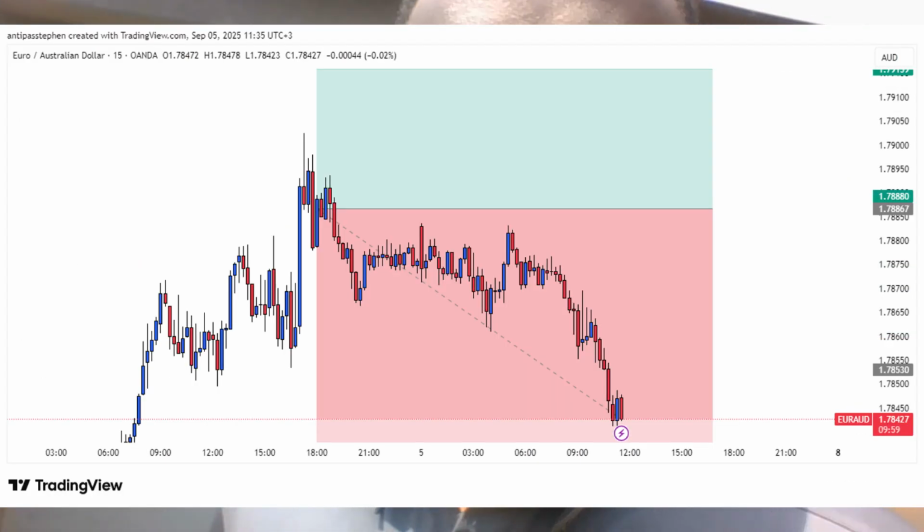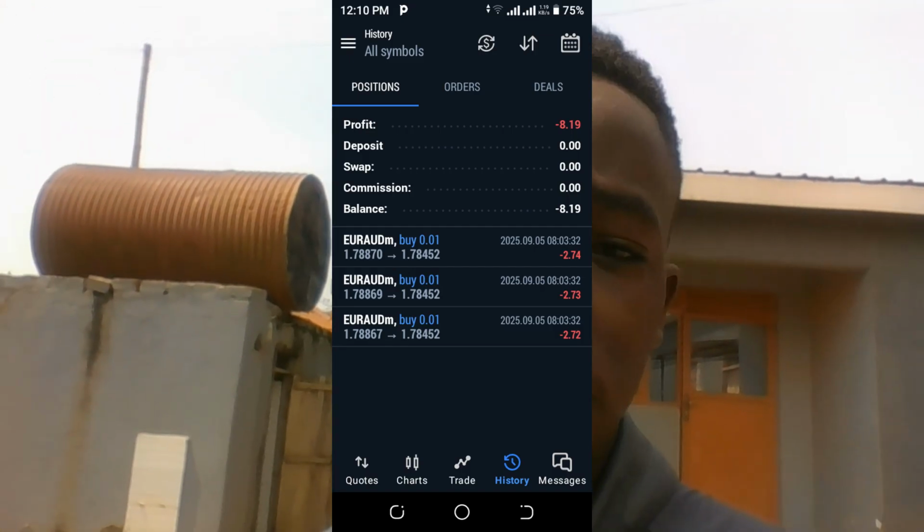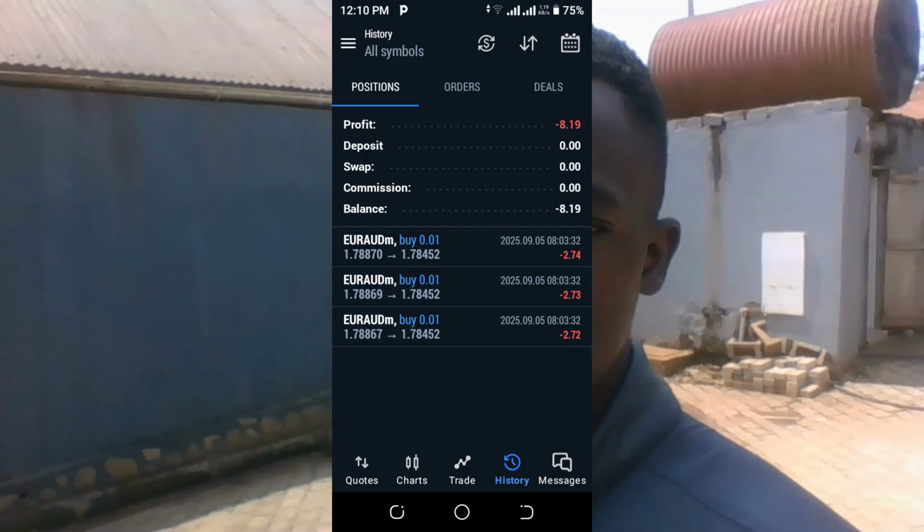Market update, guys. I've been holding this trade since yesterday and things are not looking good. I've closed at a loss of $8. Yeah, pretty bad.